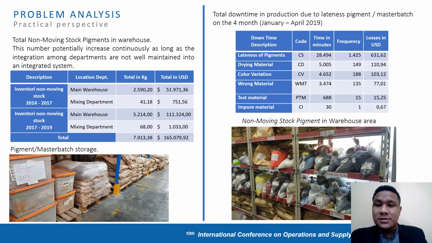Going to the next table, the most substantial downtime in the last 4 months, January to April 2019, was caused by pigment lateness, with a total time of 28,494 minutes and a frequency of 1,425 times. So, it means the research is very important from the practical perspective for companies that have a stochastic inventory model with an unpredictable demand pattern.